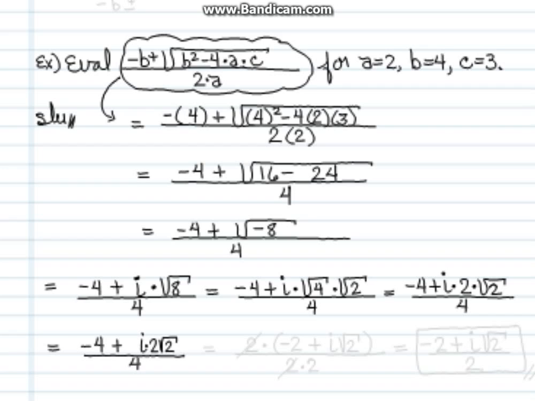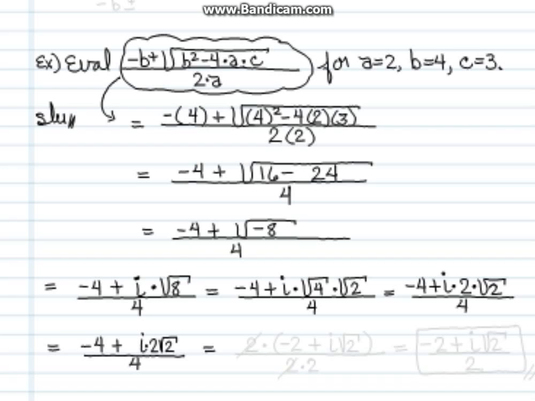Okay, now you have to resist the temptation to cancel these two 4's on the top and bottom because the one on top is not available to be canceled. It's not a factor. What we do now, we have simplified the radical as best we can. We simplified the square root of negative 8 down to i times 2 times the square root of 2. Now we're ready to see if we can factor the top and bottom and cancel a common factor.